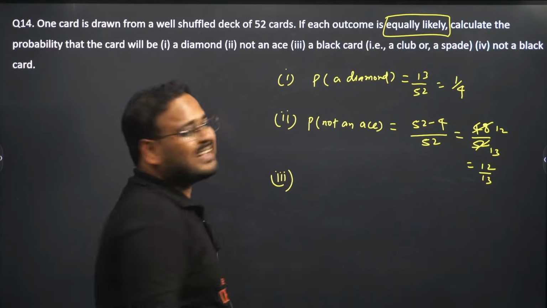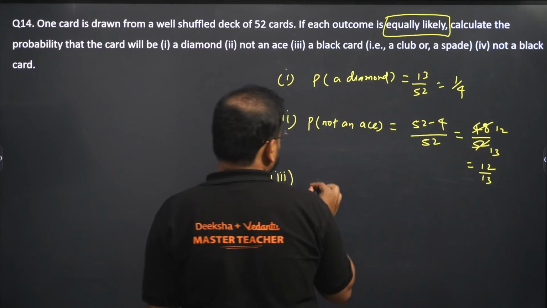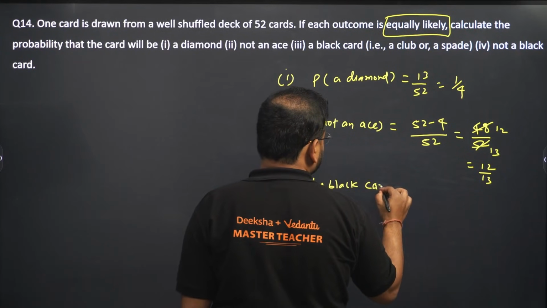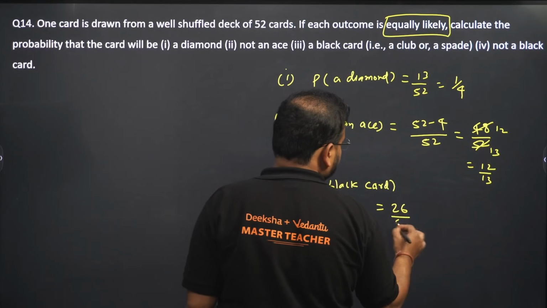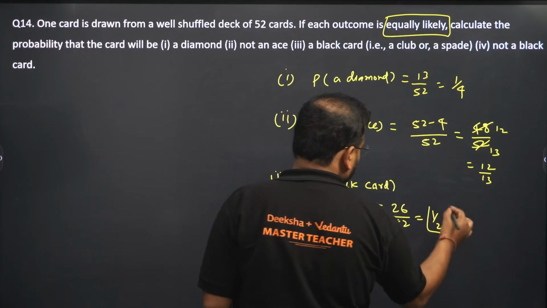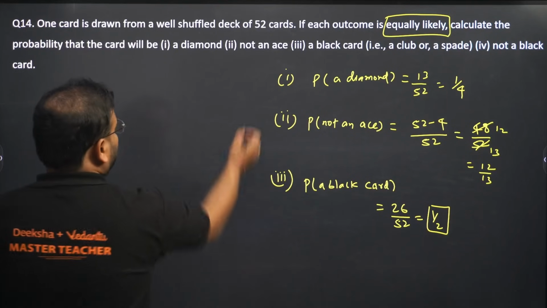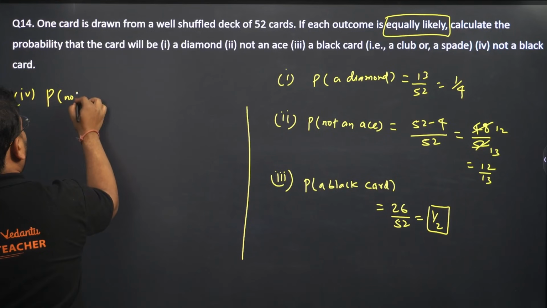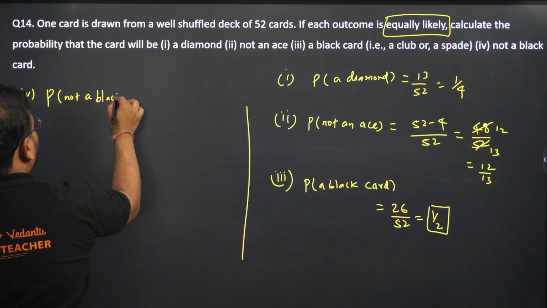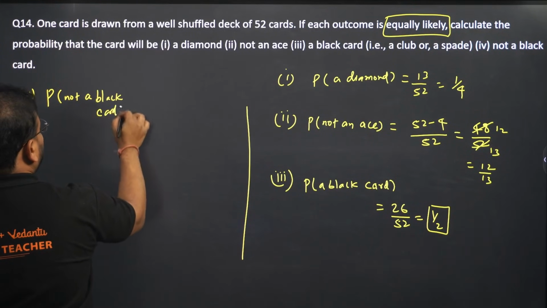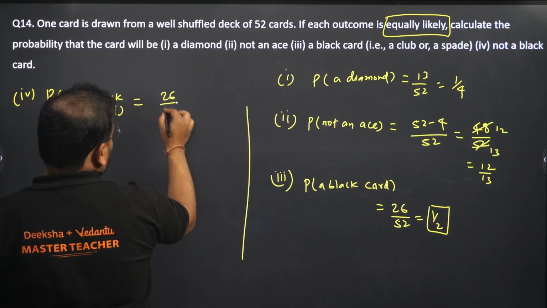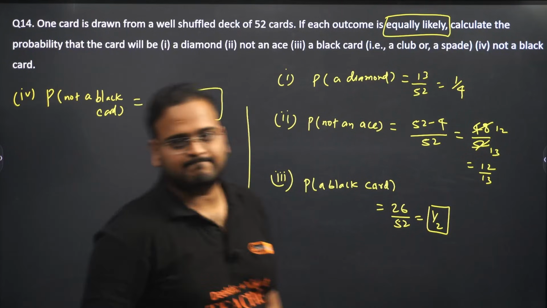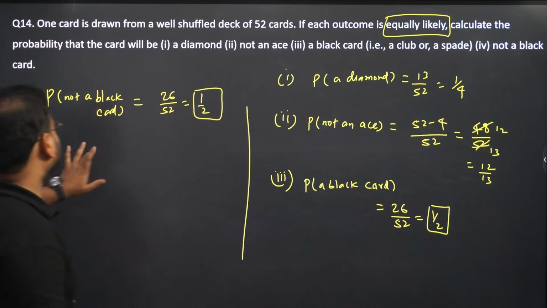Third one, a black card. You have two cases, clubs and spades. Getting a black card will be what? 26 by 52. What is the answer? 1 by 2. Fourth one, not a black card, just opposite. Not a black card. You will have just opposite means 26 by 52 again. Answer is 1 by 2. Half of them are red, half of them are blacks. Answer is done. Clear. Simple ones from the probability.